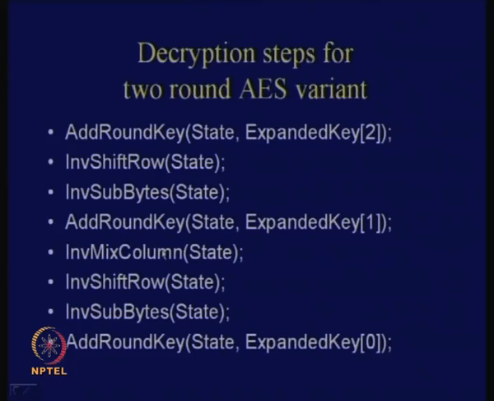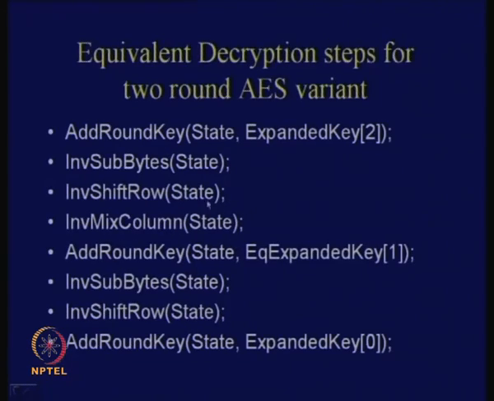Okay. Now, based upon the observation that we made, we know that we can actually swap these two operations, right? So we can bring this up and bring this down. Similarly, we can also swap these two operations, with a slight change to your expanded key. If you do these two operations, then what you will get is this. You do an add round key, and we have swapped these two steps. Therefore, instead of writing expanded key, we have written here equivalent expanded key. Basically, it's just a simple multiplication with your inverse mixed column matrix, okay?